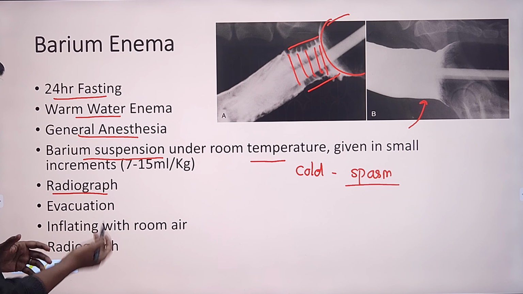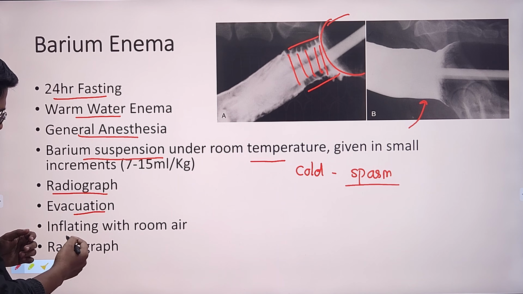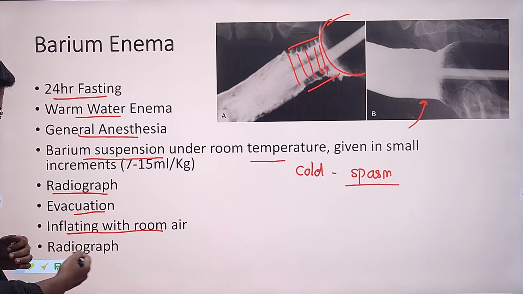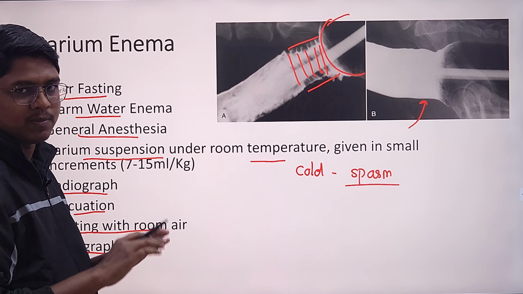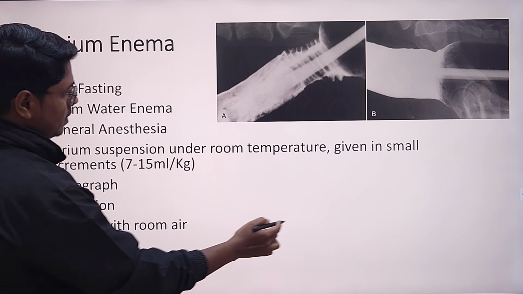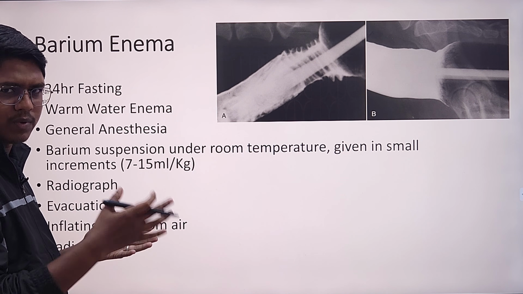Next you have to take the radiograph. Then after you have to evacuate the contrast agent. Then you can inflate with room air which will provide a double contrast. Then you can also take some radiographs for a better pathological study of large intestines. Some complications may occur, like perforation.